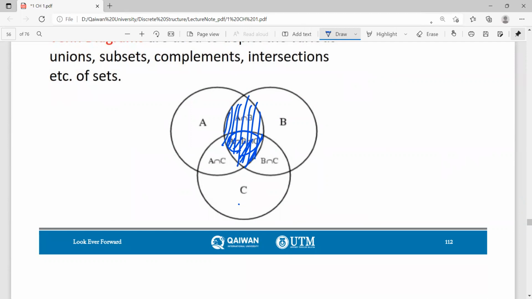That's the intersection of A and B, because here we have elements in only A and B. And the union is the set of all of them. All together is the union, and the intersection is only the common ones between two or more sets.